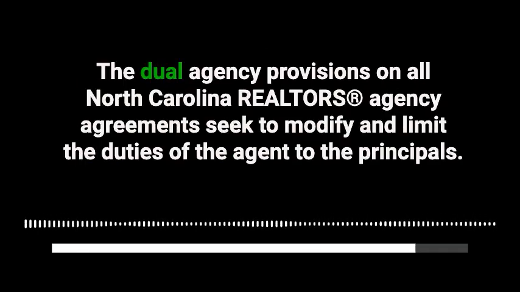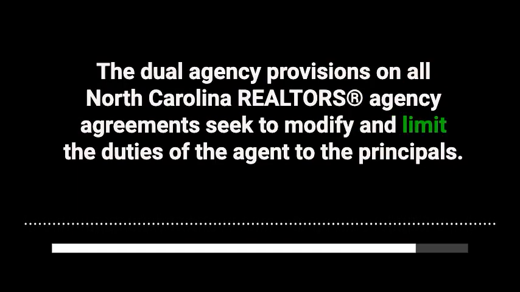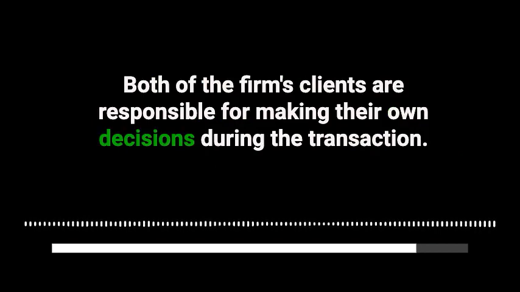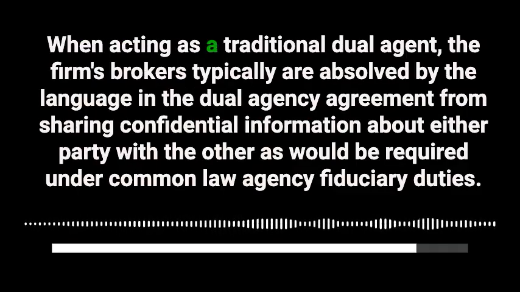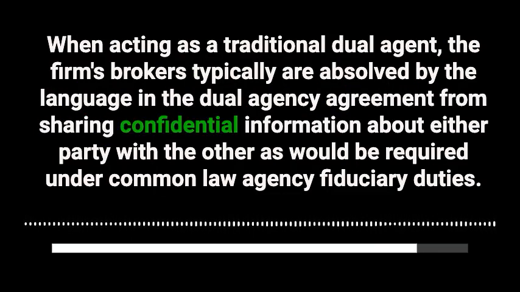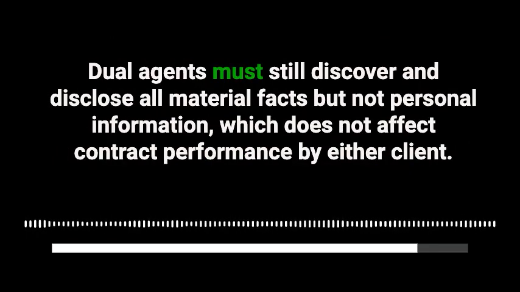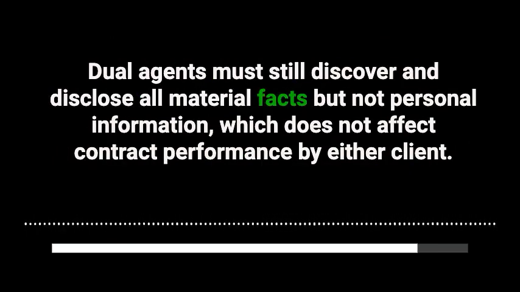The dual agency provisions on all North Carolina Realtors agency agreements seek to modify and limit the duties of the agent to the principals. Both of the firm's clients are responsible for making their own decisions during the transaction. When acting as a traditional dual agent, the firm's brokers typically are absolved by the language in the dual agency agreement from sharing confidential information about either party with the other as would be required under common law agency fiduciary duties. Dual agents must still discover and disclose all material facts but not personal information, which does not affect contract performance by either client.